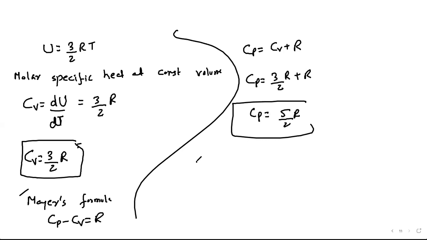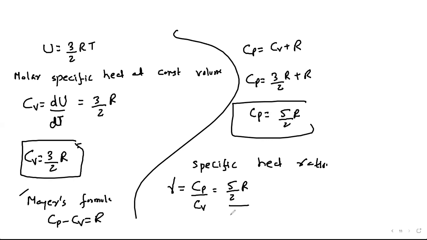You can now calculate the specific heat ratio that we call gamma. Gamma is the ratio of Cp and Cv. How much is Cp? That's 5 by 2 R. How much is Cv? That's 3 by 2 R. So R cancels, 2 cancels, and this is 5 by 3. This is the same gamma that we have used in the adiabatic process. This is how we calculate gamma for an adiabatic process. Tell me, is it clear?